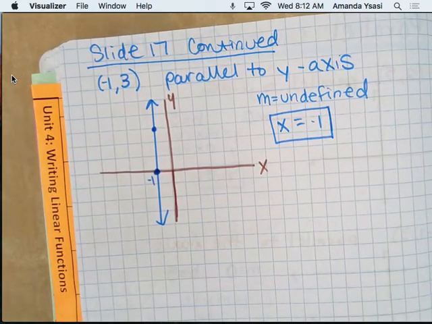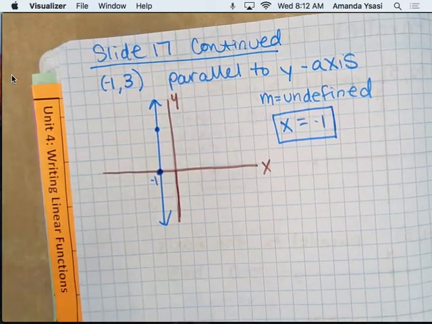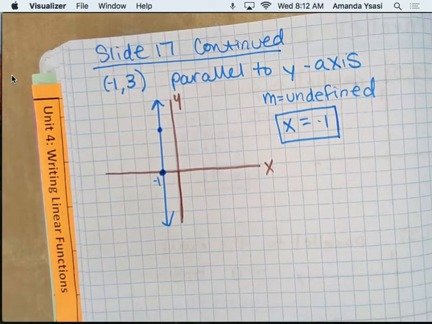Okay, not too bad, right? You just have to remember what an undefined slope looks like, and that's a vertical line.